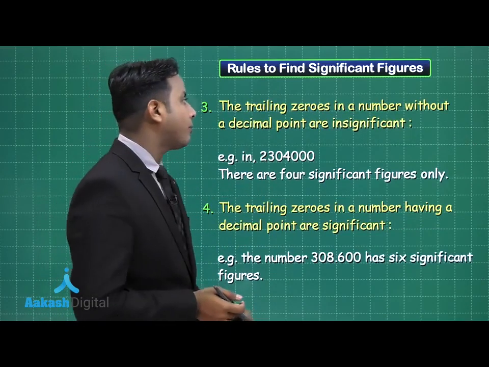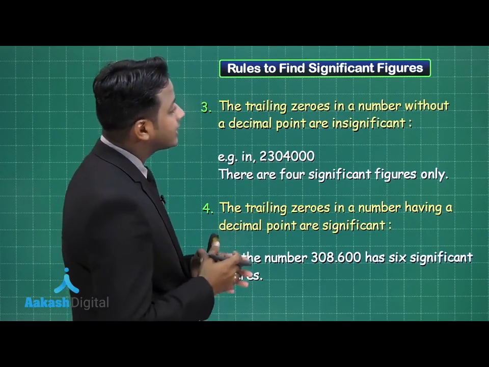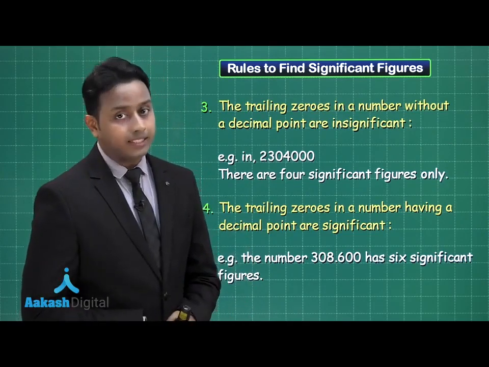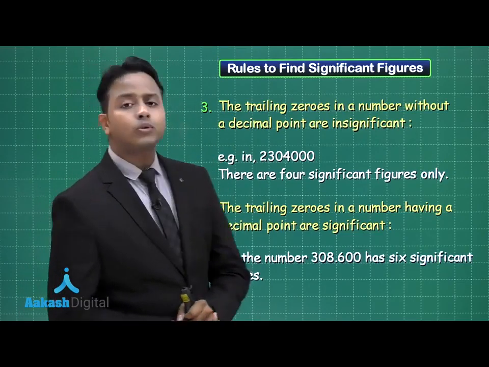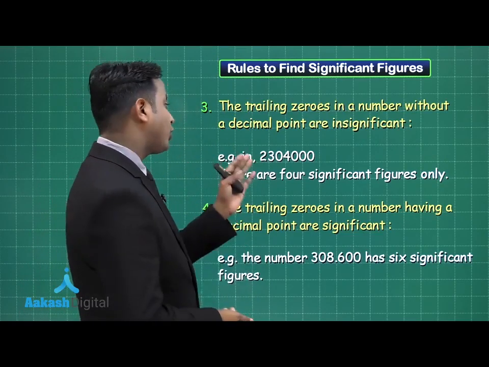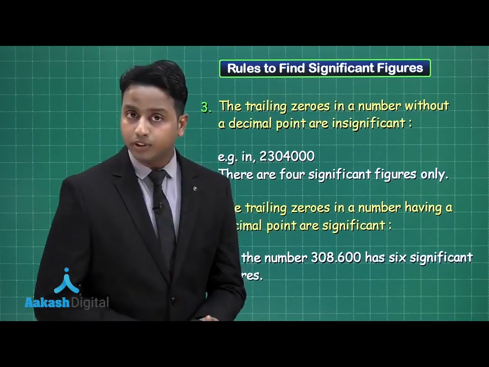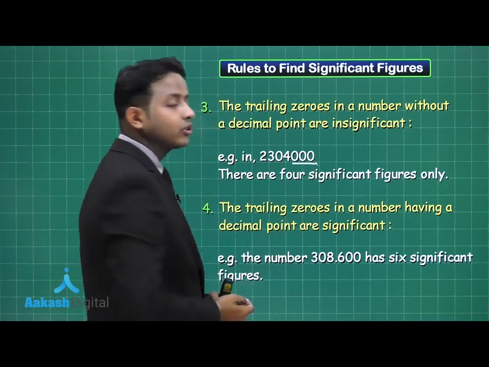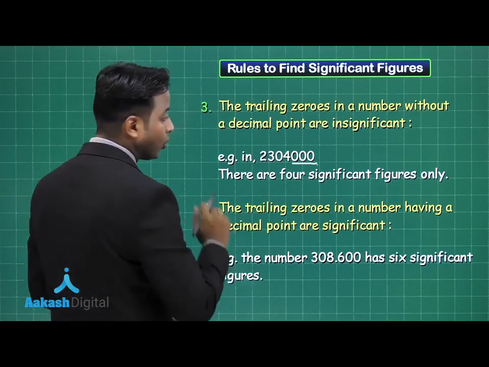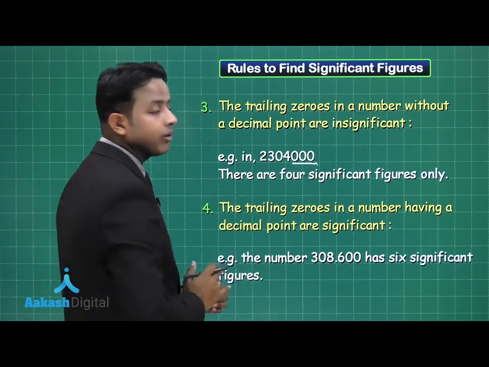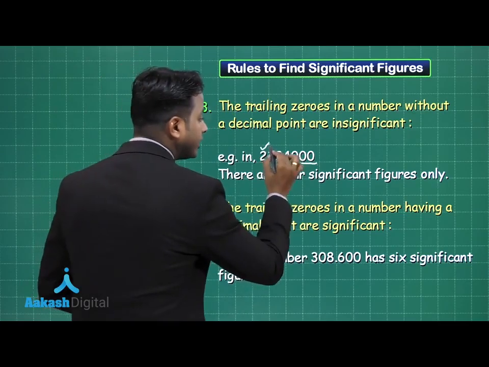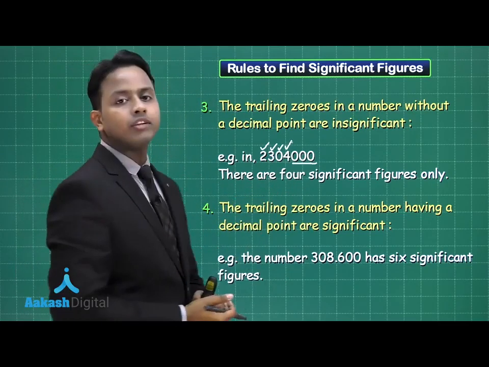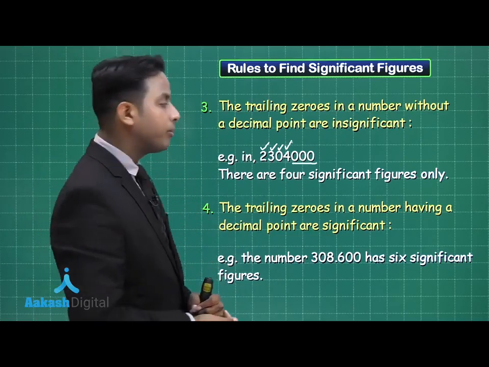So rule number 3 says the trailing zeros in a number without a decimal point are insignificant. So for example, let's suppose I have a number which says 2304000. Now, in this number, these 3 zeros are called trailing zeros. So these trailing zeros will become insignificant and only these 4 digits will become significant. That's why there are 4 significant figures in this particular measurement.